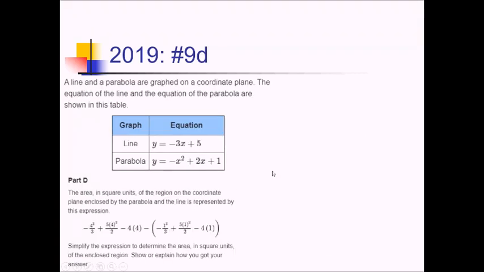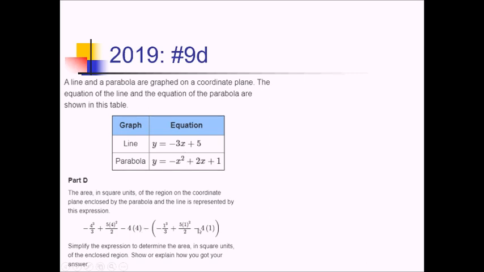For part D, we're about to receive a lesson on how basic arithmetic can be made extremely painful. We're being asked basically to simplify this whole expression. The backstory on this is that this is the area of the region on the coordinate plane enclosed by the parabola and the line, but we don't really need to know all that. We just need to simplify this thing.